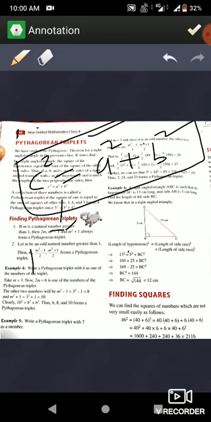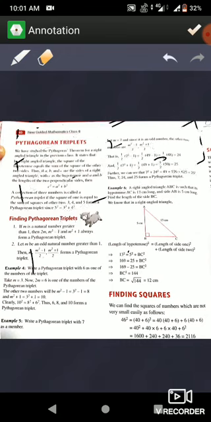Pythagorean triplets. Pythagorean triplets are nothing but the collection of three numbers which prove the Pythagoras theorem. Clear? Now, what type of question is asked in the exercise? You have to find the Pythagorean triplets. A number is given to you. Okay. We are going to discuss how you can find the Pythagorean triplets of a given number.